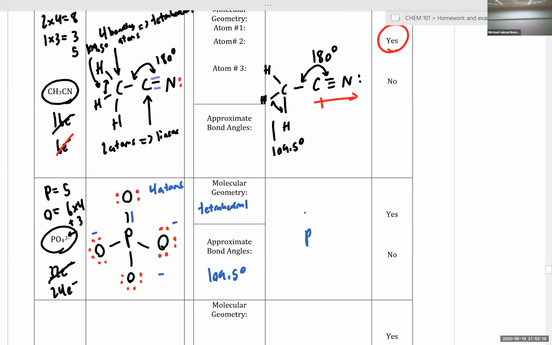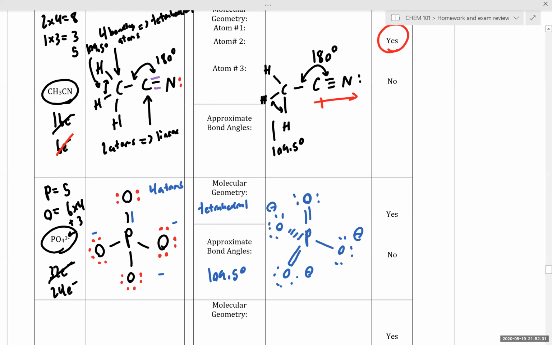So in 3-dimensional space, your structure would look something like this. Do we have to know the 3-dimensional space? Your 3D drawing just has to respect the fact that the bond angles are 109.5. The way that I drew it is slightly more detailed, but I just want you to make sure you're not drawing it flat or anything like that.